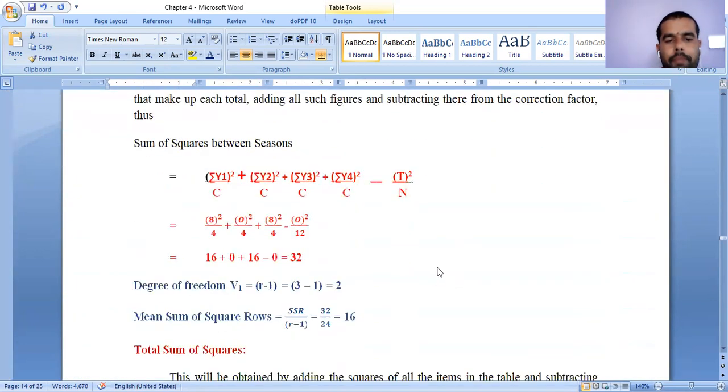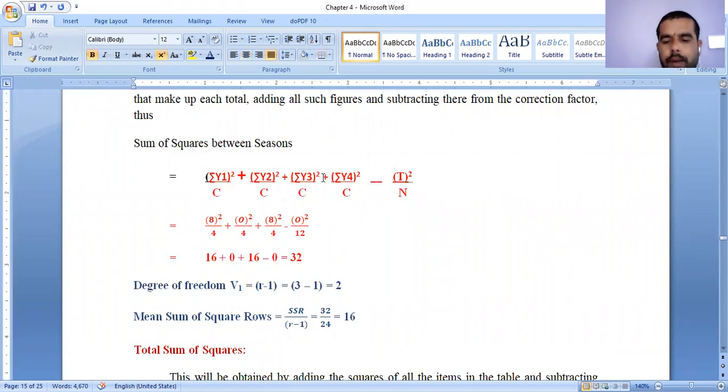Observe carefully, a small correction here. Please delete this one, don't write it. Why? Because only the seasons' totals are there, and how many do you have? Only 3. If the size of the columns increases, then you have to expand the formula in this manner. So sigma y1 whole square by c, sigma y2 whole square by c, sigma y3 whole square by c, minus t square by n, the correction factor.